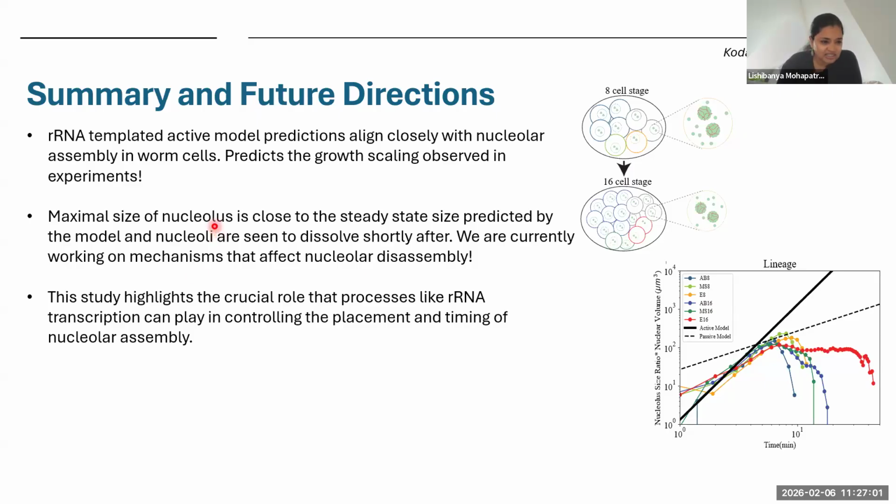I also find it very curious that in all of these cell types, the nucleoli seem to dissolve shortly after the predicted steady state size is reached. So we are currently trying to understand mechanisms that are affecting nucleolar disassembly and the nucleolar lifetime. This is still a work in progress for us. But I find the fact that RNA transcription can play a role in controlling the timing and placement of assembly of a particular structure really, really cool.